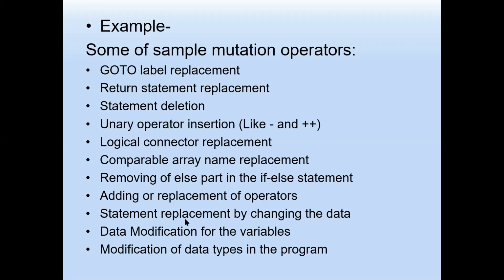There are certain particular modifications, and examples have been given. Goto label replacement: instead of going to a particular label, you can change it to continue or something like that. A return statement can be replaced with something else: if return -1 is there, you can say return x. You can also delete a statement and create a mutant. These are all things you are familiar with in any programming language. All these sample operators are available, and each change to an operator will give you separate mutants.